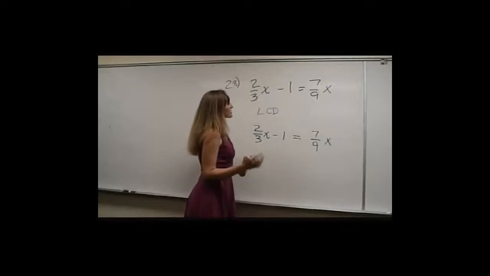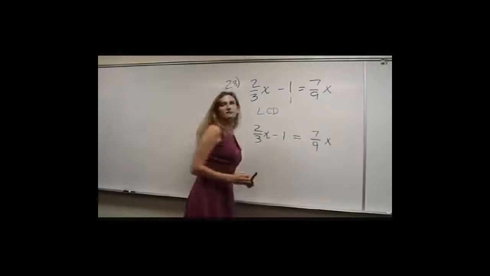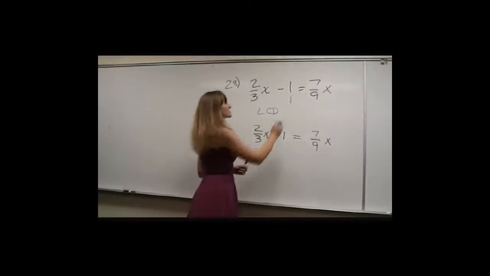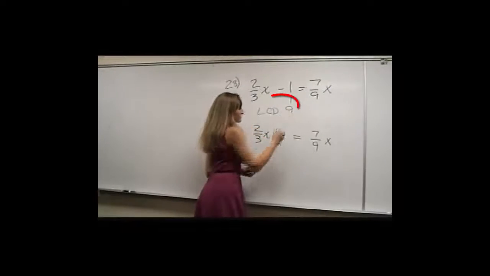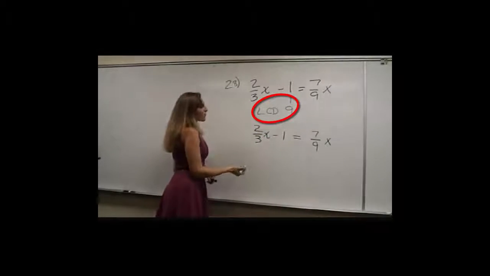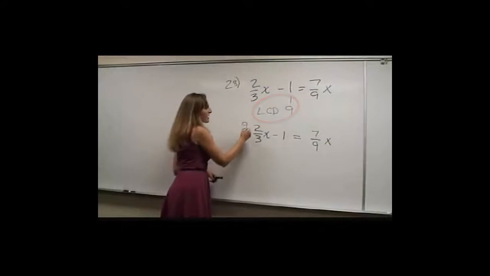So what is the least common denominator of 3 and 9? And technically, 1. What's the LCD, Professor Kasha? It's going to be 9 because 3 goes into 9. Right. Now, what I'm going to do with that 9 is I'm going to multiply every term by 9.